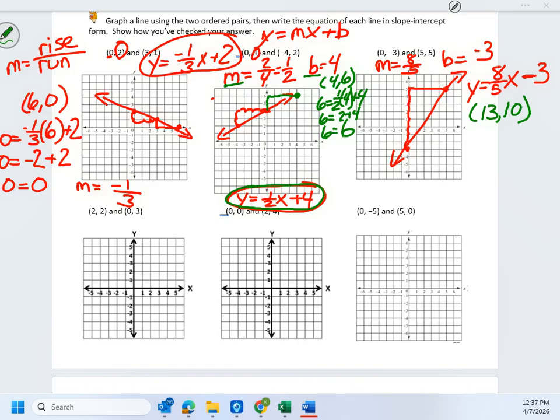All right, so y is 8/5, x is 13, -3. So what's 5 times 13? No, sorry, 8 times 13. 104. And what's 104 divided by 5? It's a decimal. Uh-oh. We went wrong somewhere.